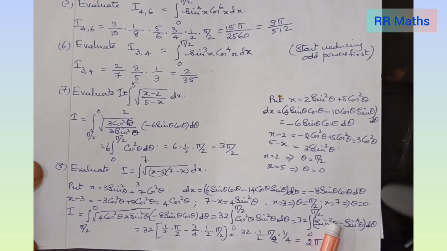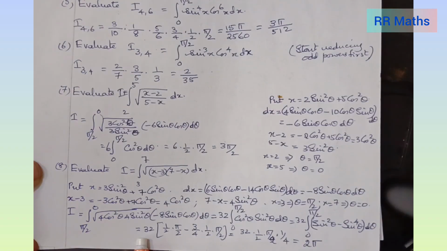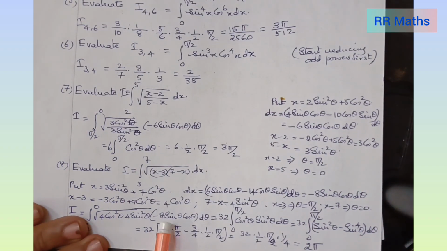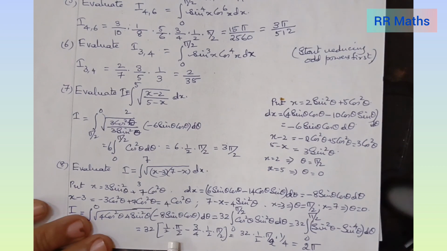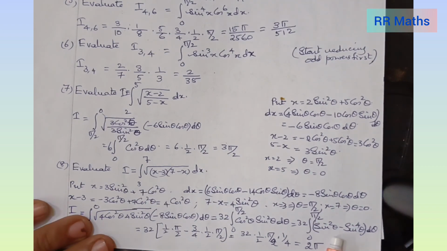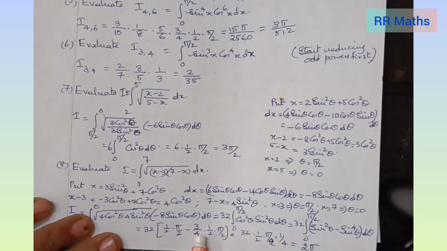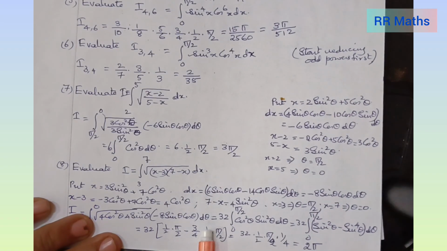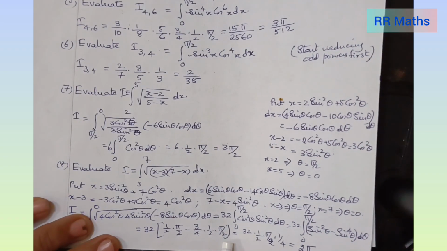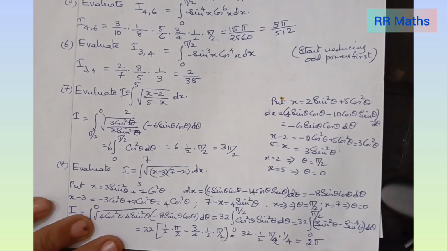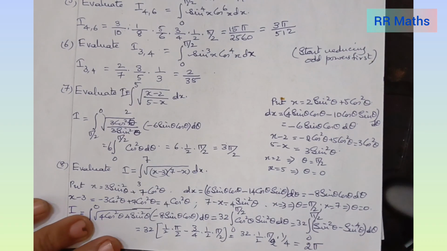Now we will apply the reduction formula. So 32 is there outside. For sine square theta, n minus 1 will be 1 by 2, so it will end with pi by 2. And for minus sine power 4 theta, it will be minus, n minus 1 will become 3, so 3 by 4 into 1 by 2 into pi by 2. You just simplify this factor to get the answer as 2 pi. That ends this problem here.